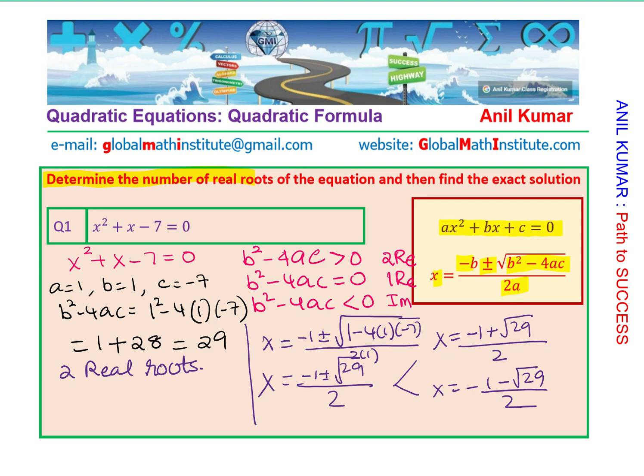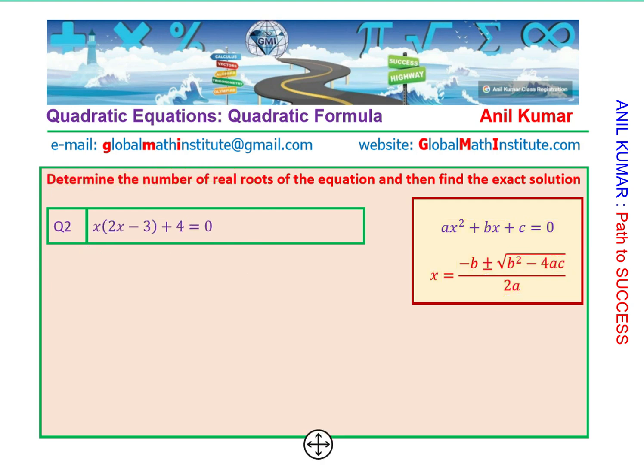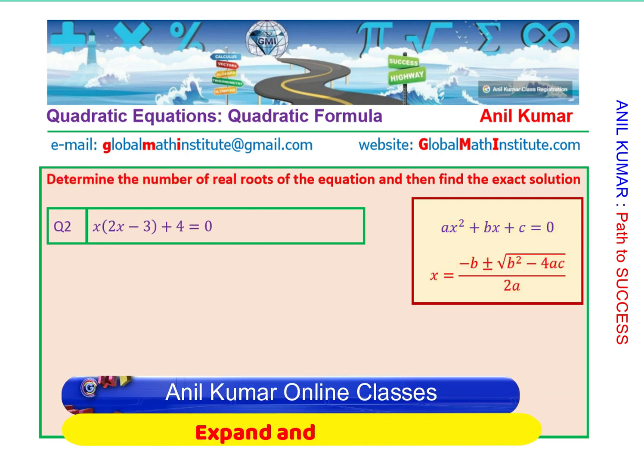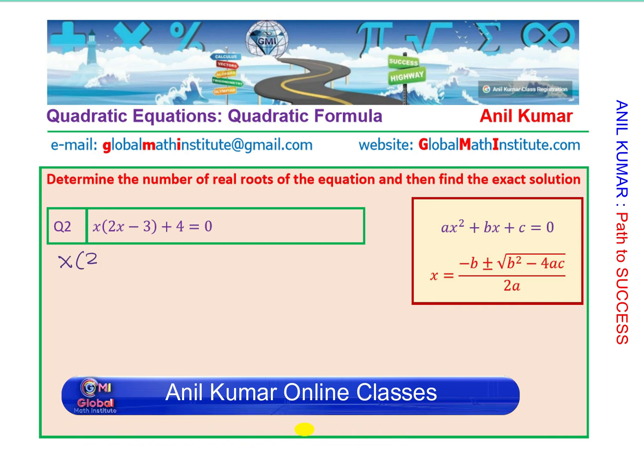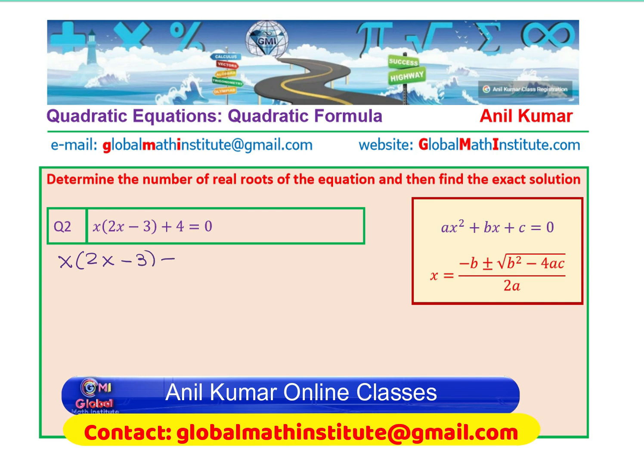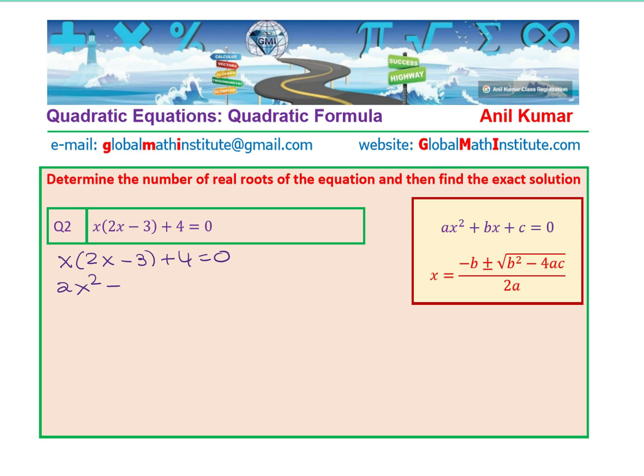Perfect. So I hope the concept is clear, right? Now let's get into the second question. Now in the second question, we have written it in the form x times (2x minus 3) plus 4 equals 0. You need to open the bracket. You get 2x square minus 3x plus 4 equals 0. So you have this quadratic in the form ax square plus bx plus c, which is also called the standard form of quadratic equation.